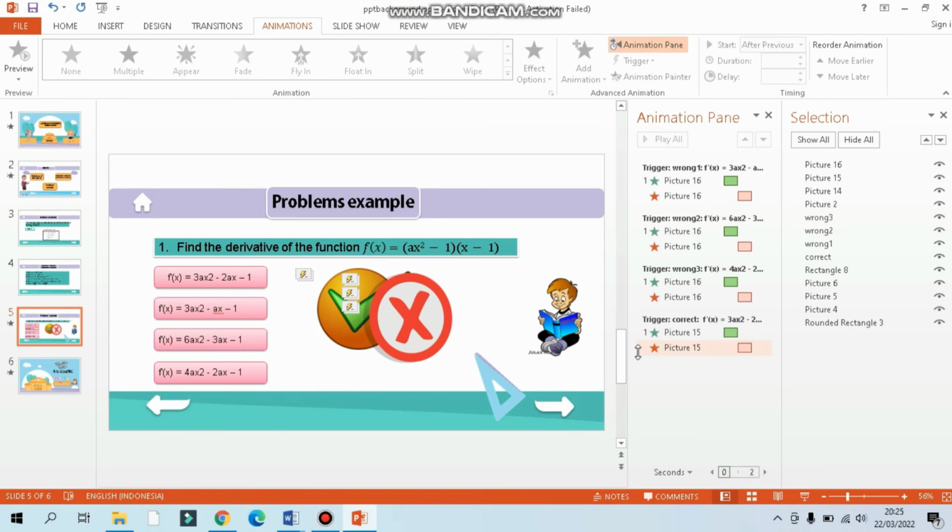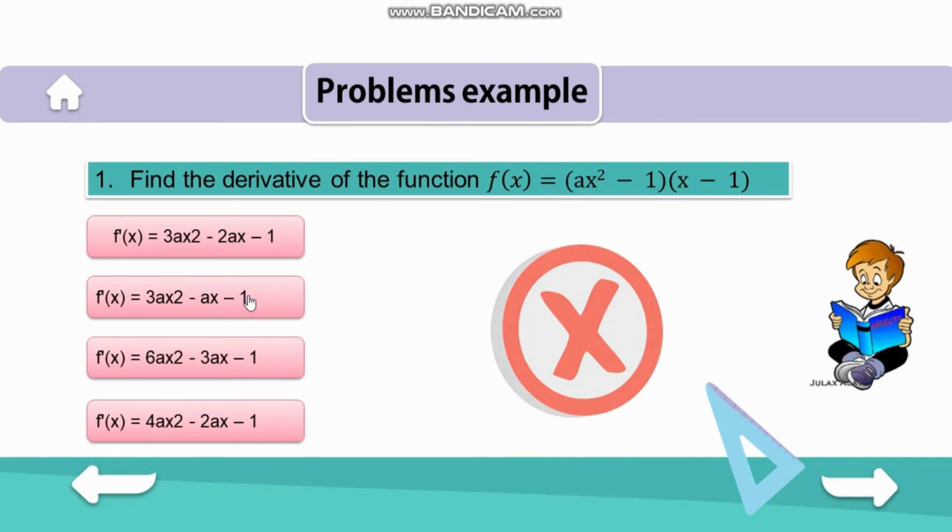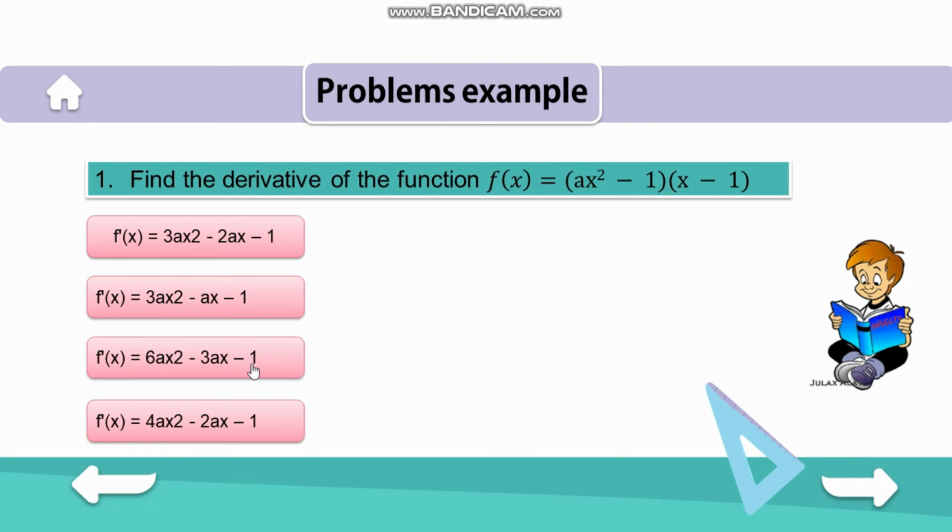Okay, after that, we can see the slideshow. In this slide, if we choose the right answer, the picture will appear. Next, if we choose another answer, it's wrong. This will appear in this slide: it's a wrong answer.